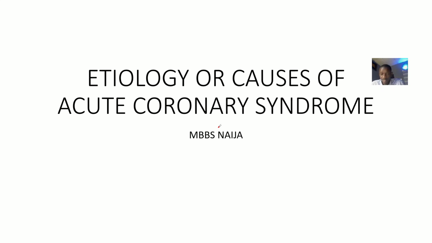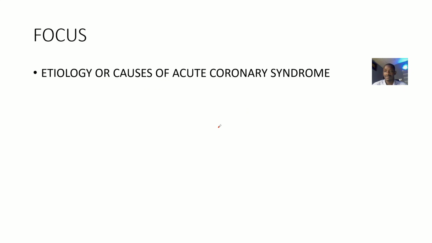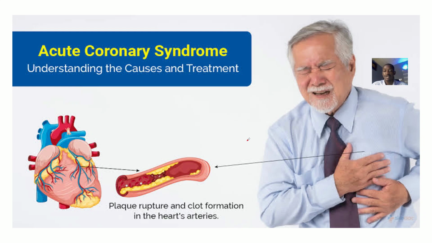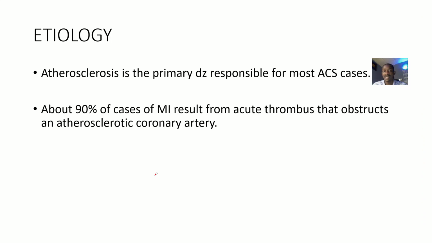So looking at the possible etiologies or causes of acute coronary syndrome, we've been talking about acute coronary syndrome for a while now. So let's look at the possible things that could actually cause this condition. All right, so etiology or causes of acute coronary syndrome. I've got to establish that acute coronary syndrome is basically a disease condition affecting what? The coronary artery. It is mostly due to a deposition of fat at the walls of the what? Coronary artery.